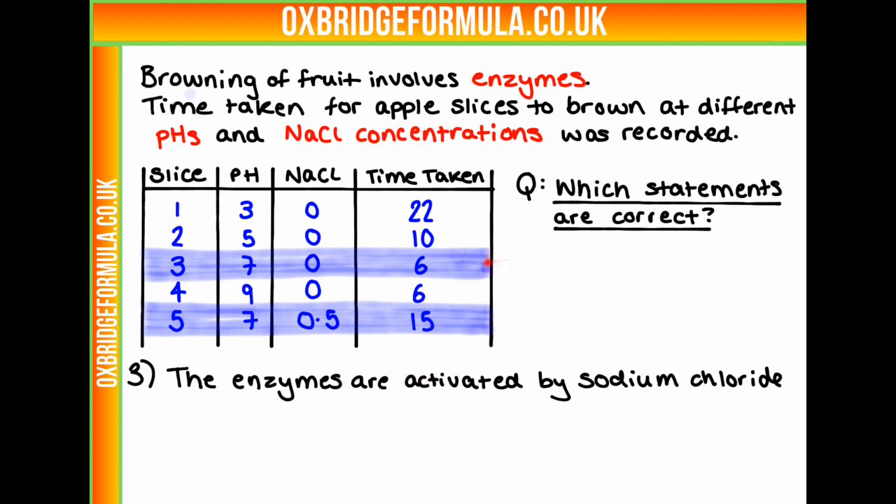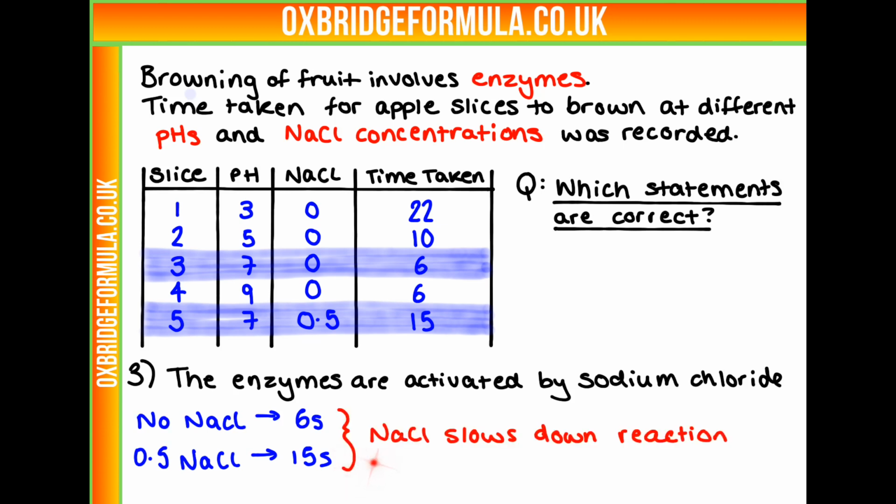And if we compare these reaction times, we can see that without sodium chloride, it's 6 seconds, and with it's 15 seconds. So the sodium chloride has actually slowed down the reaction, which suggests that the enzymes are not activated by it. So we can also cross this one off the list. Therefore, all of our statements are incorrect, so our final answer must be answer A.